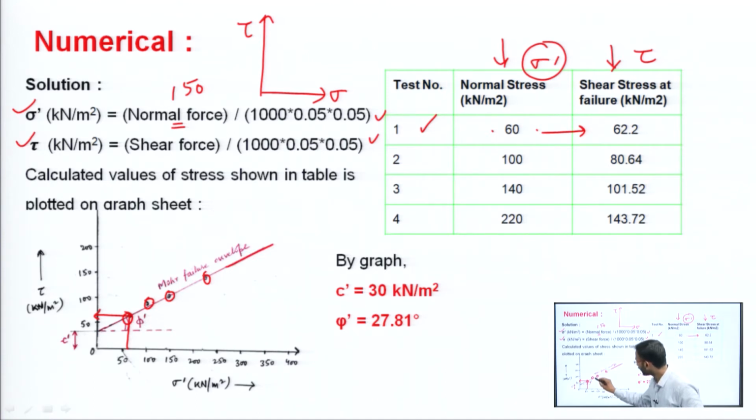Now, whatever angle it makes, that is the internal friction angle. It is phi dash here because it will be the effective value, because it is a drained test. Pore pressure is allowed to mobilize here, and the pore pressure is allowed to drain out. So that is one thing, that is the internal friction angle. Also you can note the intercept there, and that intercept is C dash, and by the graph you can see that the C dash and phi dash values come out to be 30 kN per meter square and phi dash comes out to be 27.81 degrees.